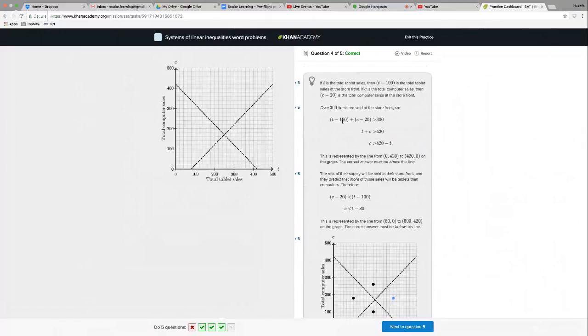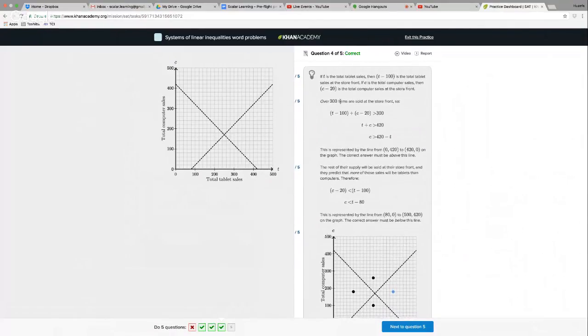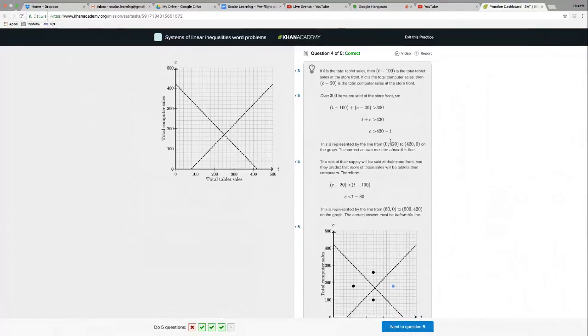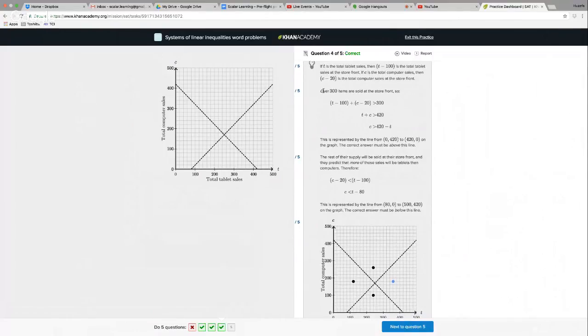So they're saying if T minus 100 is the total tablet sales at the storefront, and C is the total computer sales, and C is 120. Oh, I get it. So they're limiting it to January, because T minus 100 would reduce that February amount. It's just locating it for January as well, taking off that 20. So that over 300, which was from January, they've got this little inequality.